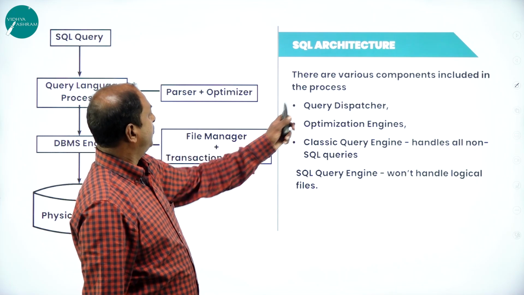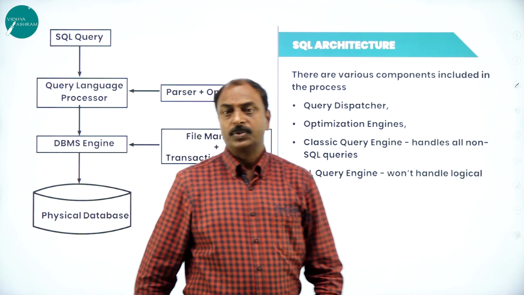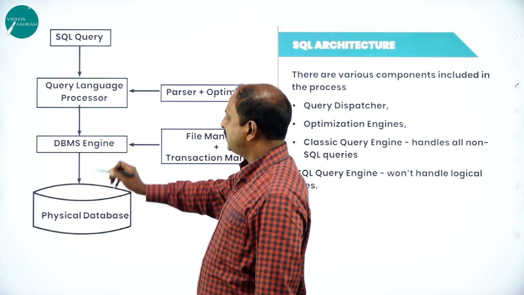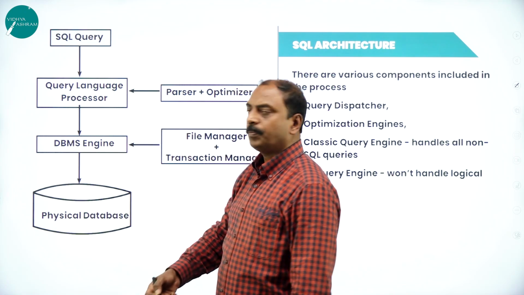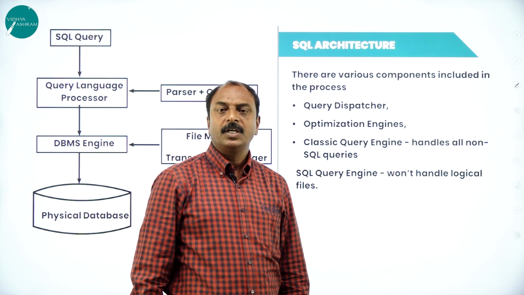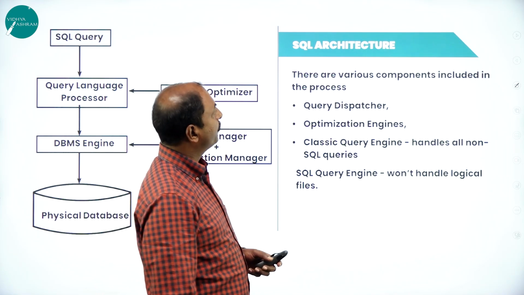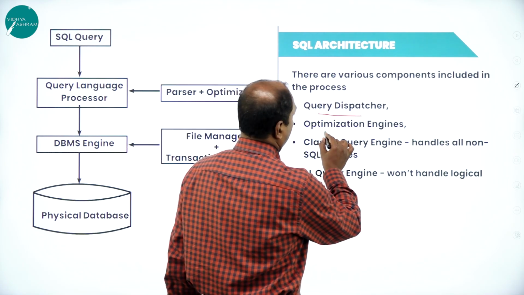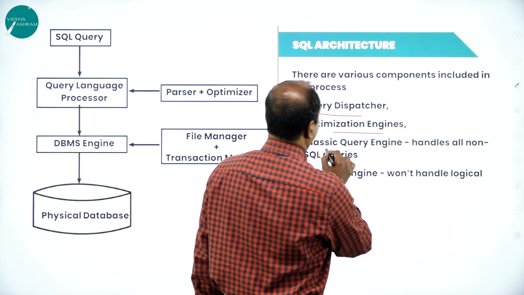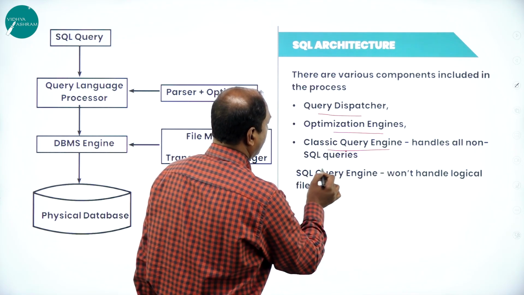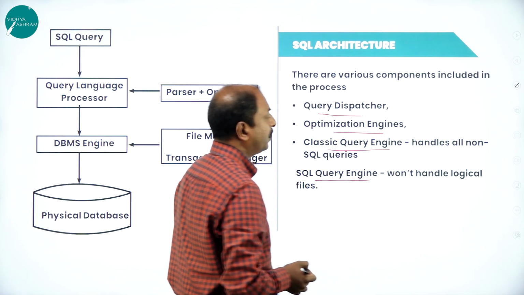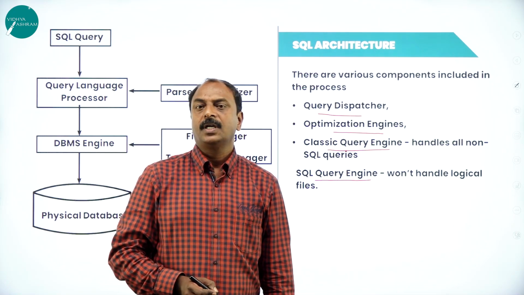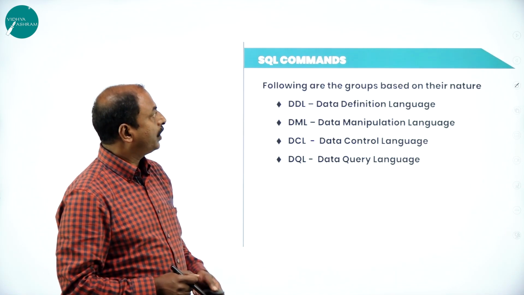If you observe this, there are so many processes or processors inside. This is your SQL query, and this is the physical database. In between, the process takes place with different layers. They are the query dispatcher, optimization engine, classical query engine, and SQL query engine. These are all different processes that take place while we're working with SQL commands, or SQL queries. Now let us move on to the next slide.